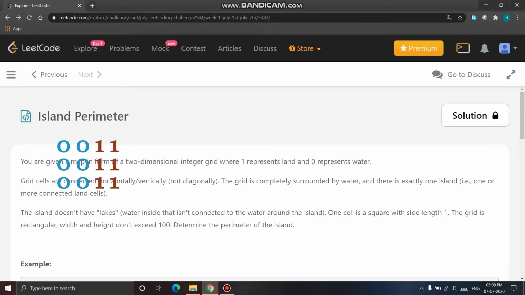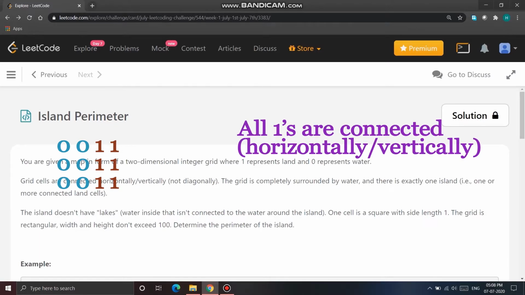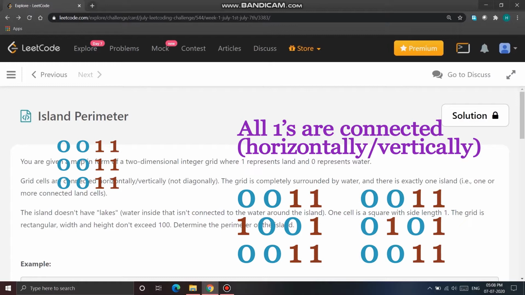Grid is surrounded by water. So we can imagine that our grid is part of a very large grid of zeros. There is exactly one island. It means that all ones in the grid are connected to each other, either directly or indirectly. So we can never see any grid like these.